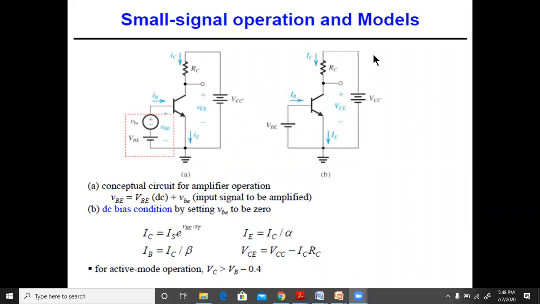Why do we do biasing? Biasing we do so that we fix the quiescent operating point in the middle of the load line, and that corresponds to taking the transistor into the linear region, which is basically the active region or active mode of operation. And for that, we'll have the VC value greater than VB minus 0.4.